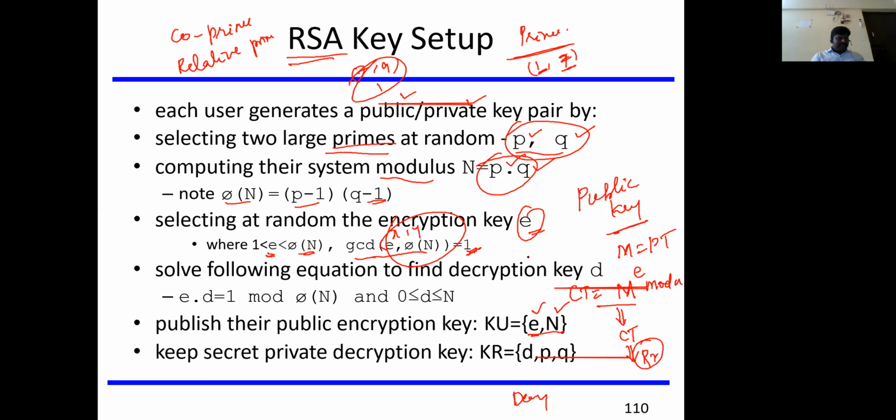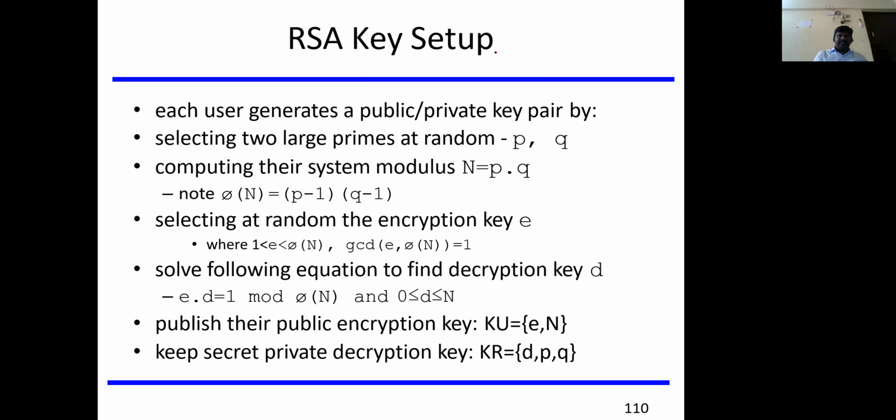I'll erase this complete part. At the end of the decryption we'll get the plain text, which is c, the ciphertext, c power d mod n. Now what is this d? Let's assume this is a private key. How can this private key be calculated?